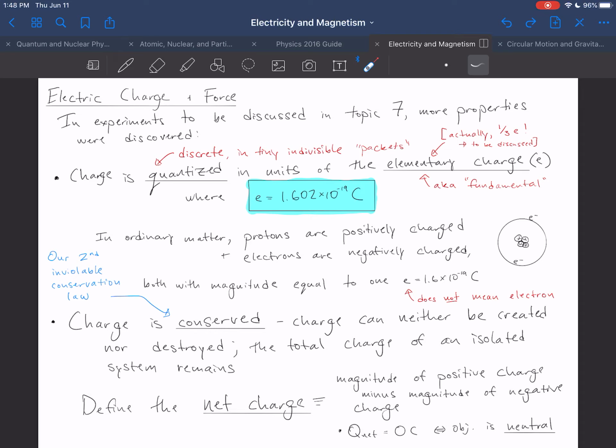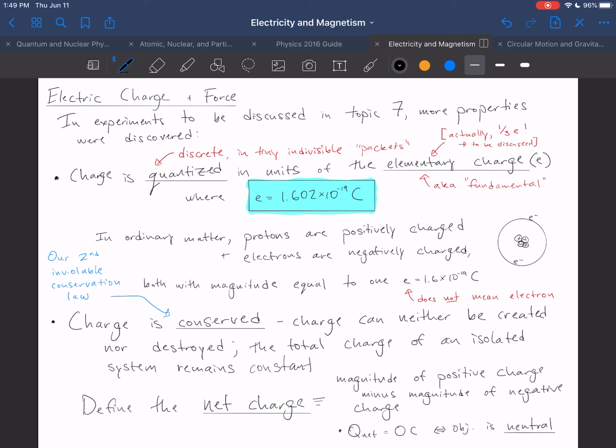Our next important principle of our model of charge is that charge is conserved, okay? Just like energy, and just as inviolable, that means it cannot be violated, charge can neither be created nor destroyed. The total charge of an isolated system remains constant, okay? So charge is conserved. Charge can neither be created nor destroyed. The total charge of an isolated system remains constant.